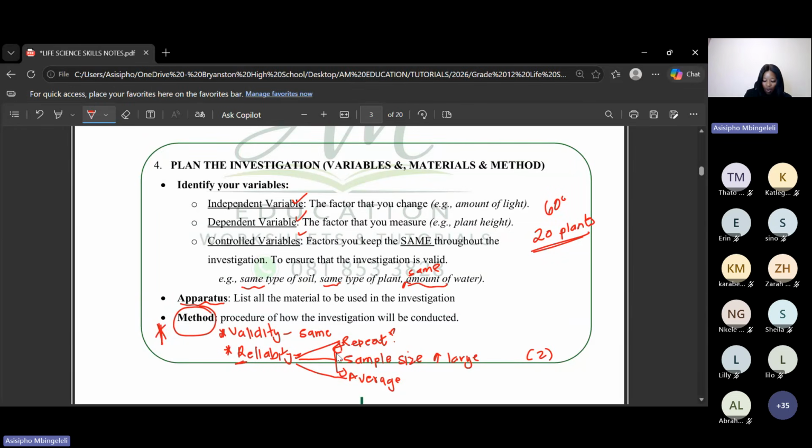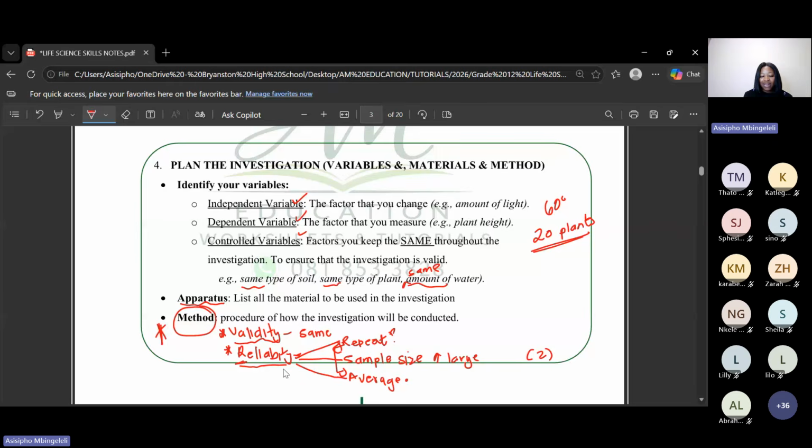Now, how are you going to answer this? The question is asking, how was reliability ensured? If they don't mention anything about an average being calculated, you cannot then say an average was calculated because we are giving them something that they didn't do. But if an average was calculated, that is your answer. My thing is, students confuse the two.